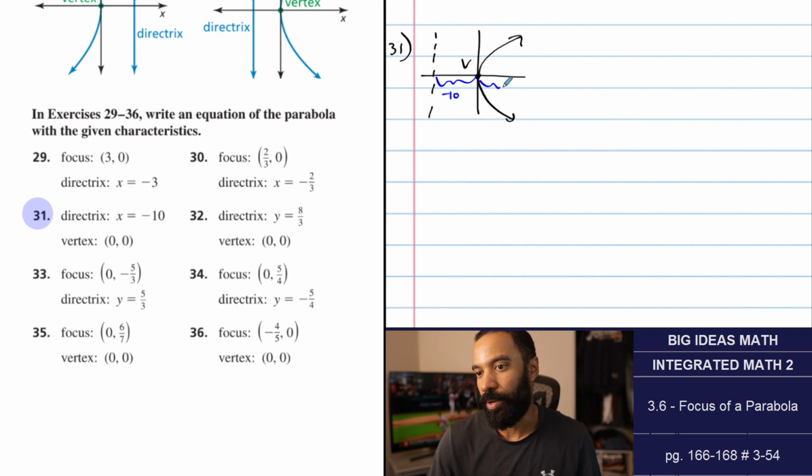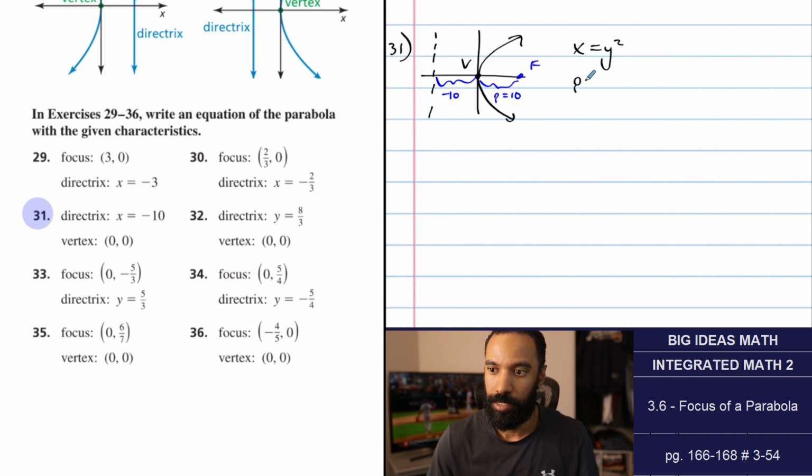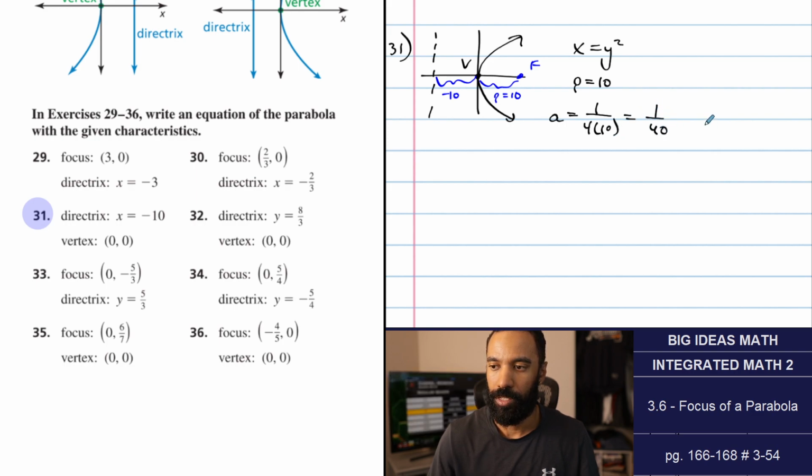Regarding the p-value, this is -10 right there. But the p-value going this way to the focus is 10, right? It's positive to the focus, which, it's an x equals y squared equation. Once again, x equals positive y squared. P is 10. So your a value is 1 over 4p, which is 1/40th. So your equation will be x equals 1/40th y squared.